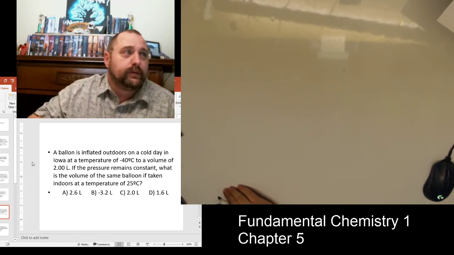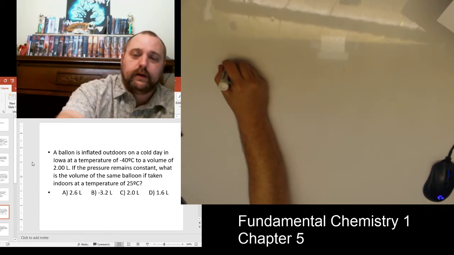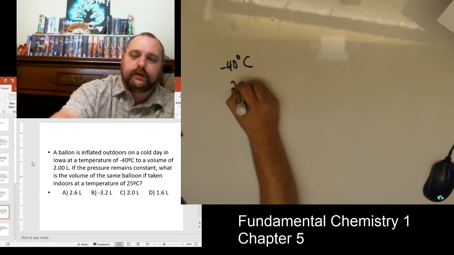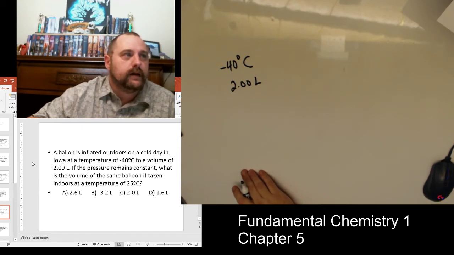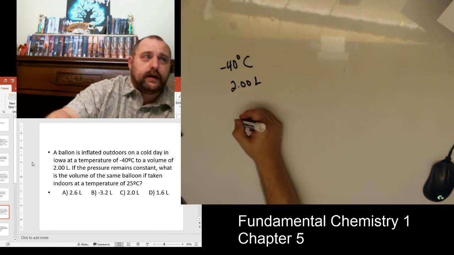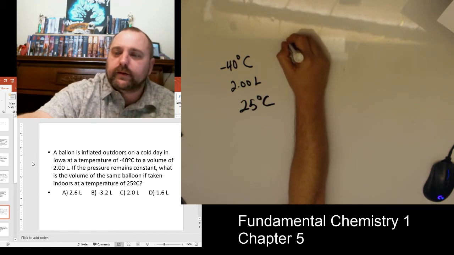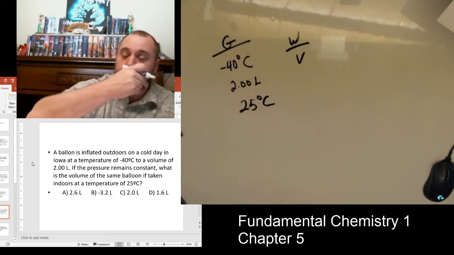Let's check it. So they said we take a balloon, we fill it up at minus 40 degrees Celsius, and it had a volume of 2.00 liters. So I'm keying up on any kind of numbers, and then it said the pressure remains constant, so that means I don't have to worry about it. What is the volume of the same balloon if I take it inside and it's 25 degrees Celsius? It wants to know the volume.